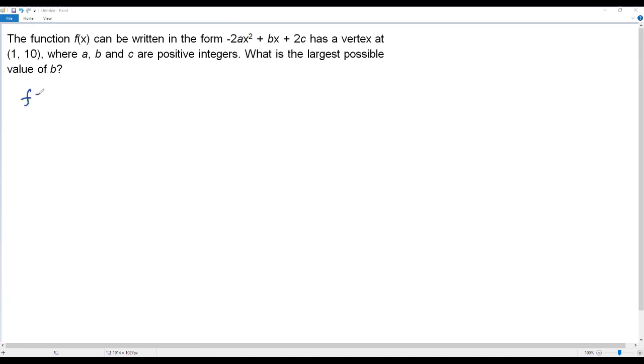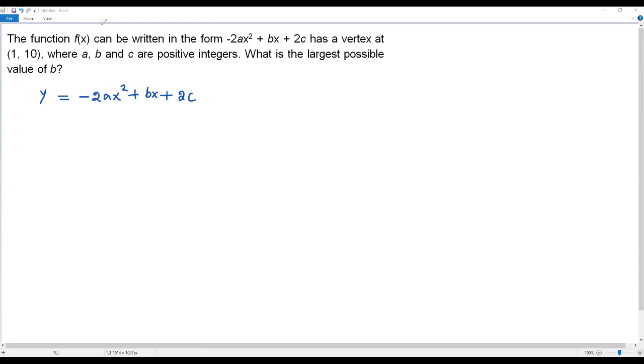Okay, here we have a function f of x equals negative 2a x squared plus bx plus 2c. Here we have a quadratic function. Usually this f of x represents the y coordinate on the xy plane, so we can change this f of x to y. So let me write it. Then the given quadratic function becomes y equals negative 2a x squared plus bx plus 2c.